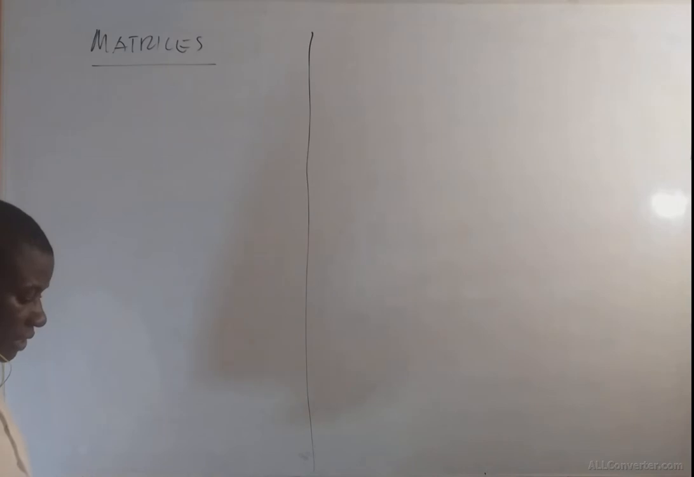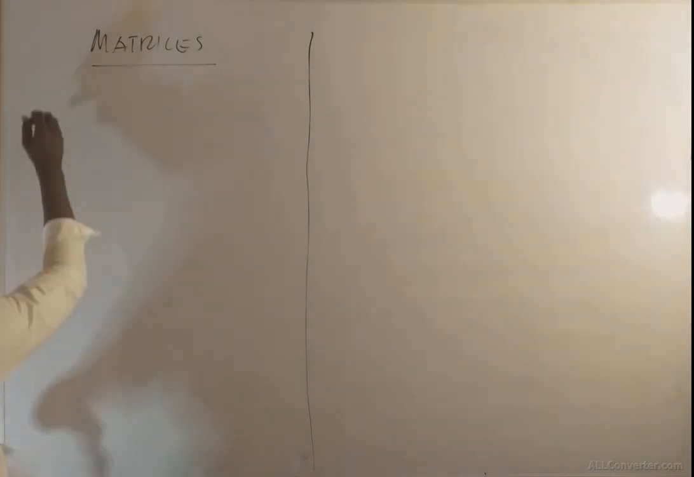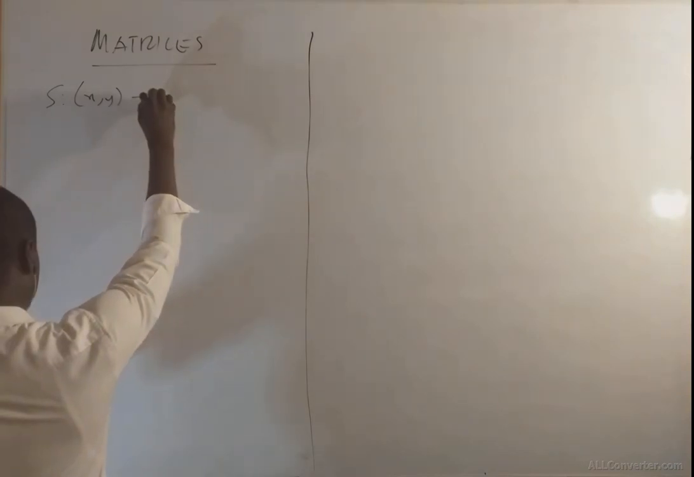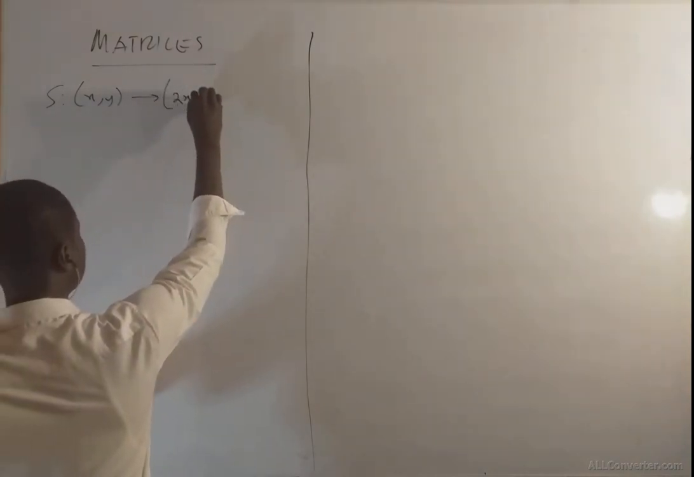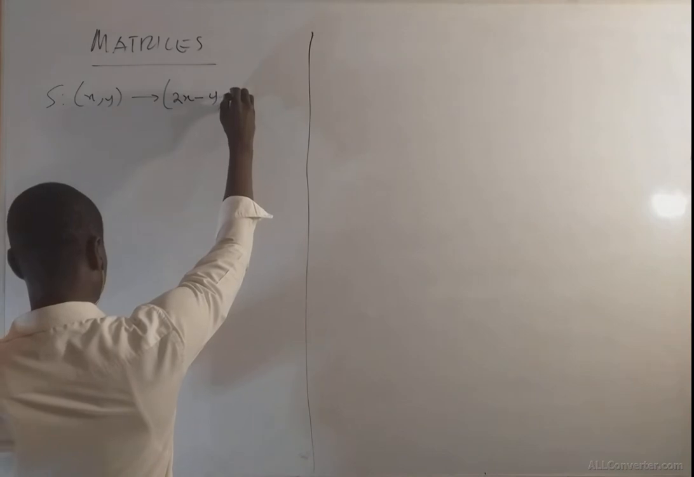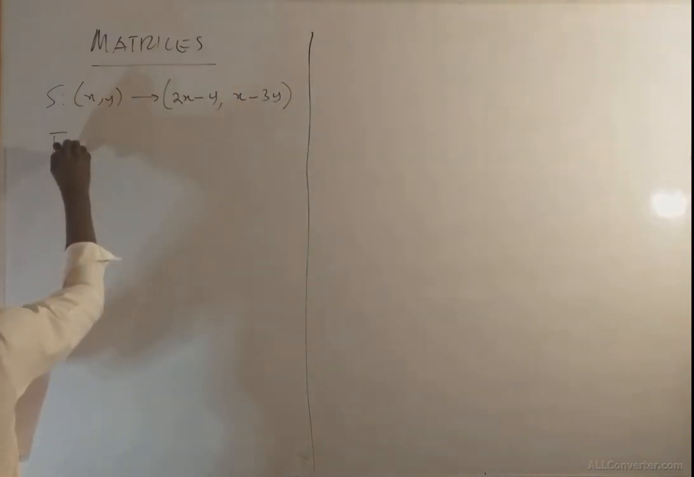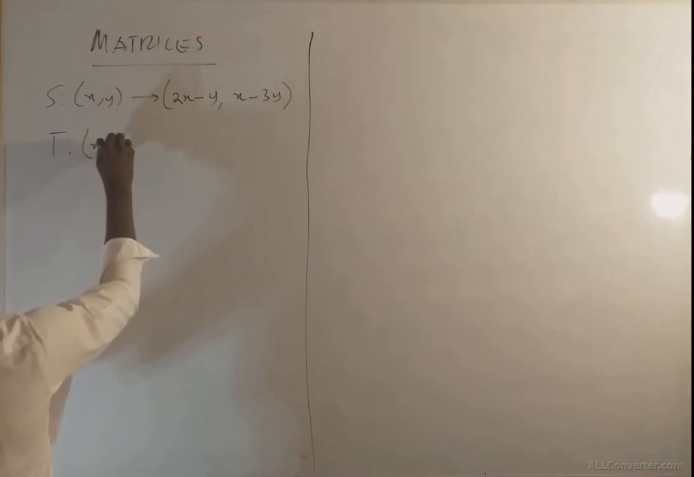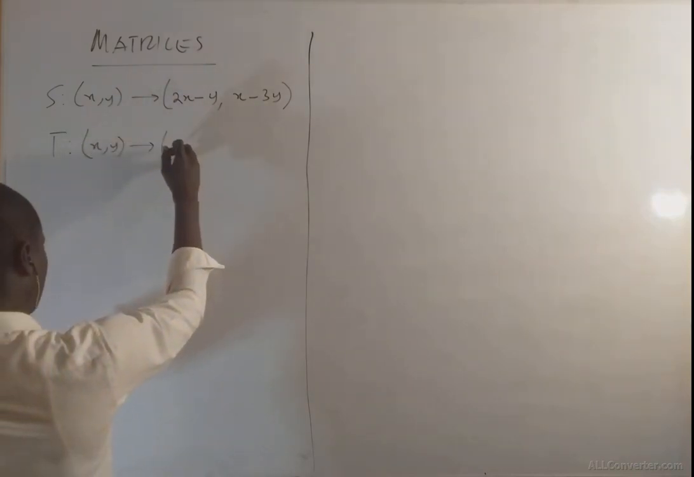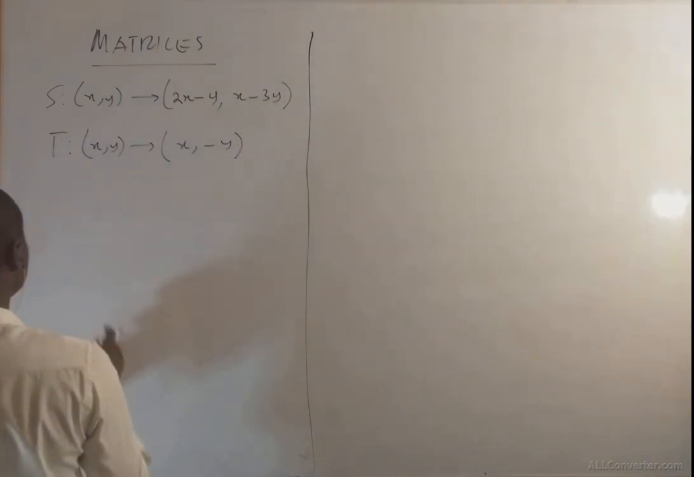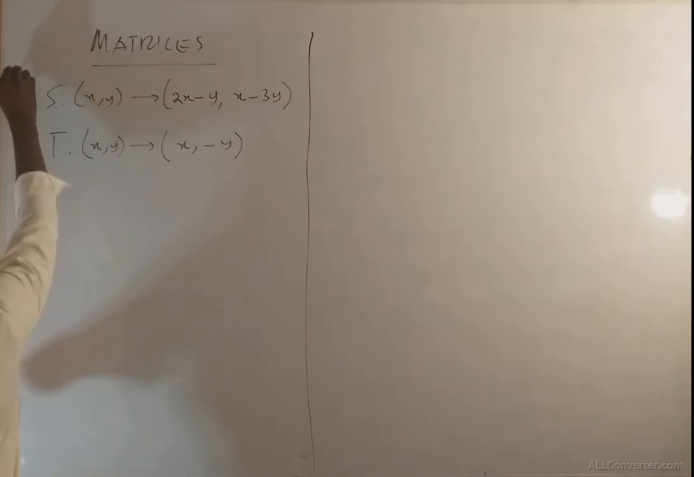Two linear transformations in the xy plane are given by, and I will not write the whole question on the board, so these are the transformations. S: (x, y) maps to (2x minus y, x minus 3y). We are also given T: (x, y) maps to (x, minus y). Okay, so this is our question one.